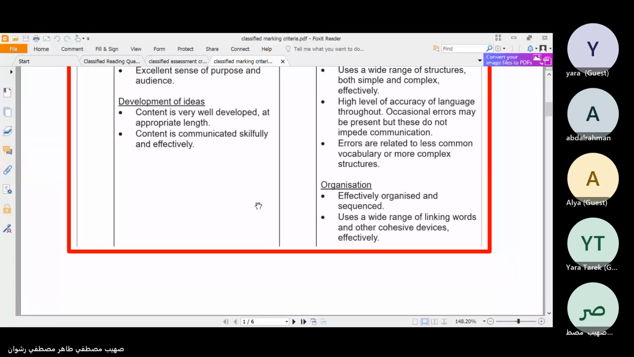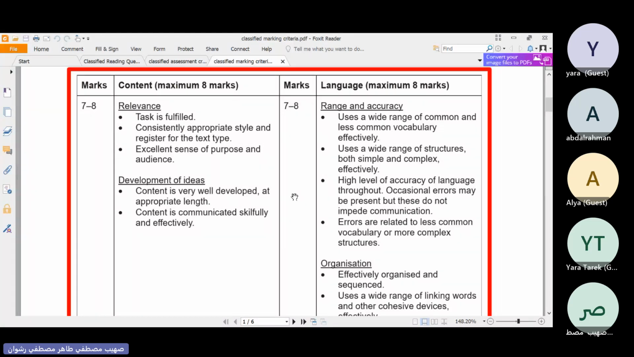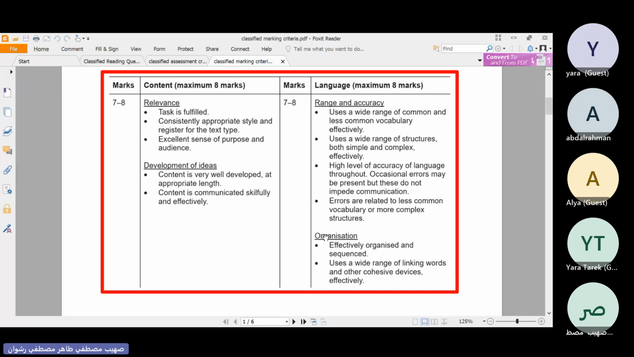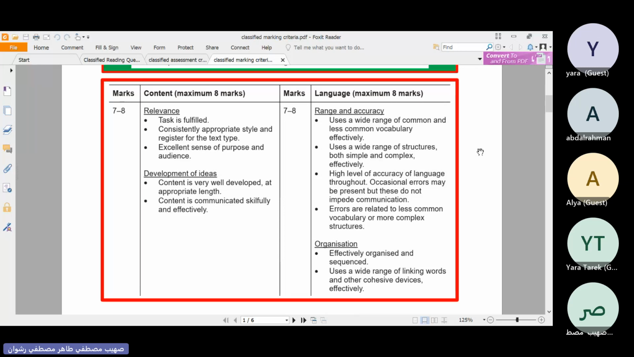Finally, organization is what? Organization: effectively organized and sequenced, uses a wide range of linking words and other cohesive devices effectively. Thank you. I'll display this screen for a minute. Have a quick look at the screen, okay? And read this very accurately. Then tell me if you have any inquiry about any point before we leave.